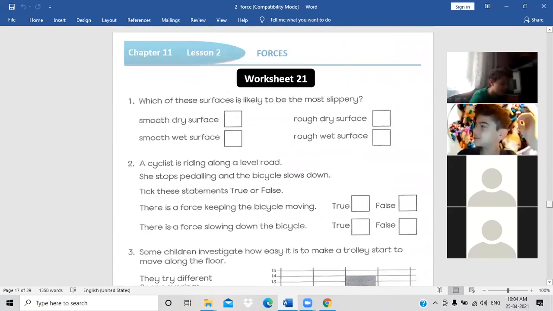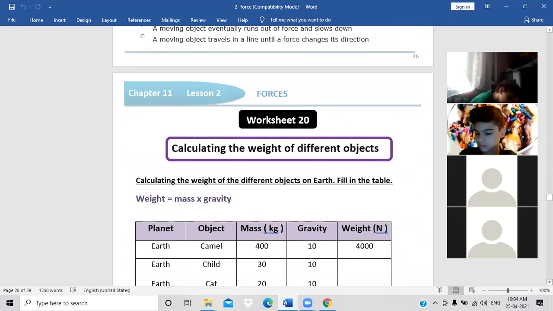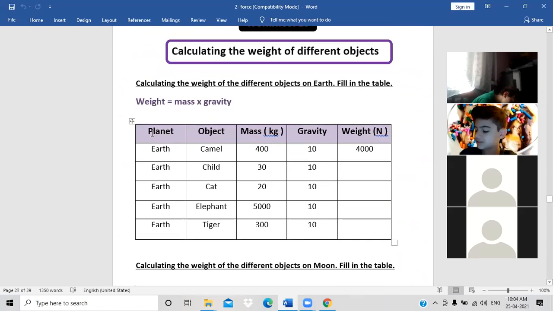Now, page 27, the next page of your homework. Page 27 is very easy. Do you remember the law that we used to calculate weight? It's written right here. Weight equals mass times gravity.